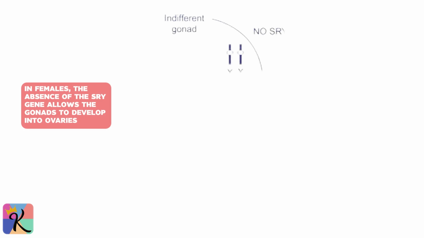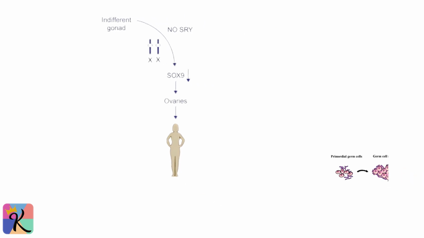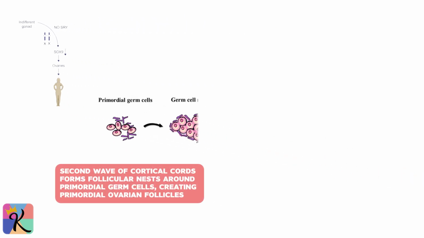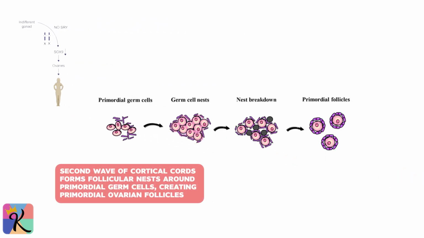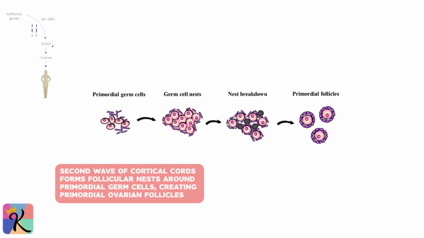In females, the absence of the SRY gene allows the gonads to develop into ovaries. The initial sex cords regress, and a second wave of cortical cords forms follicular nests around primordial germ cells, creating primordial ovarian follicles. These follicles house immature oocytes, paused in meiosis till puberty.